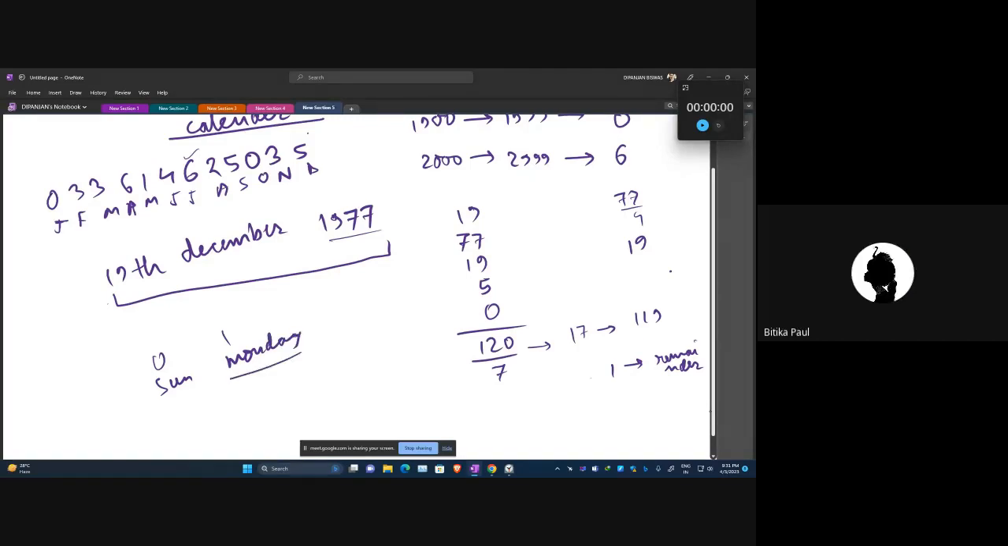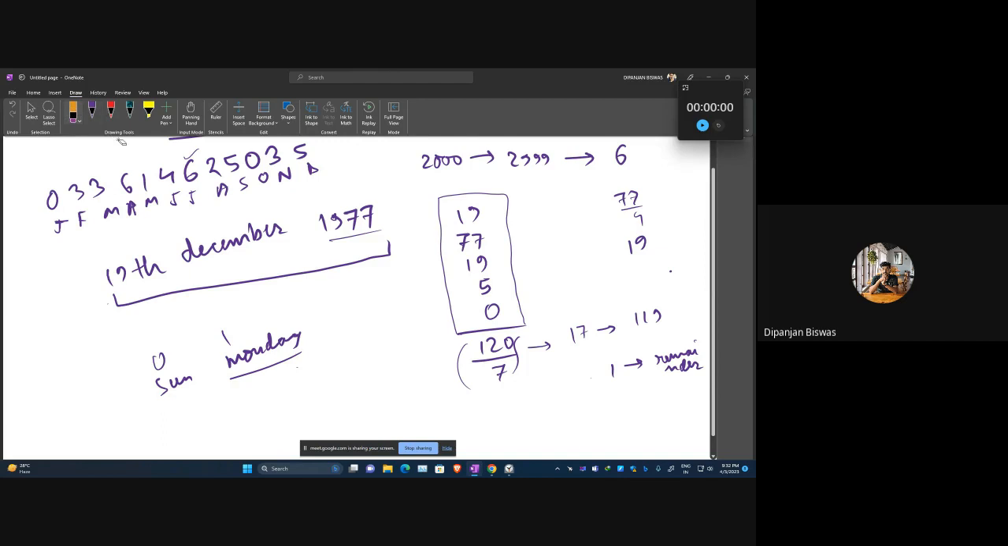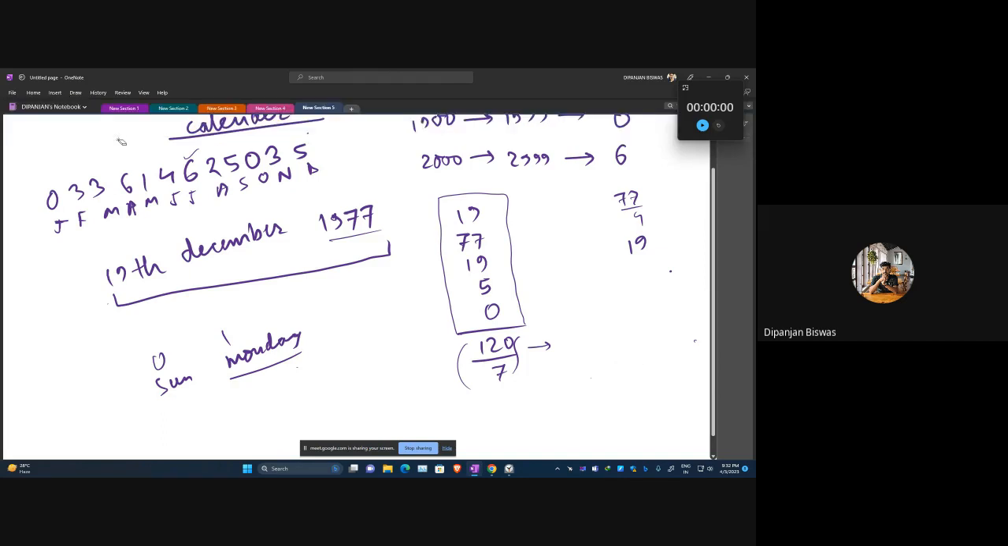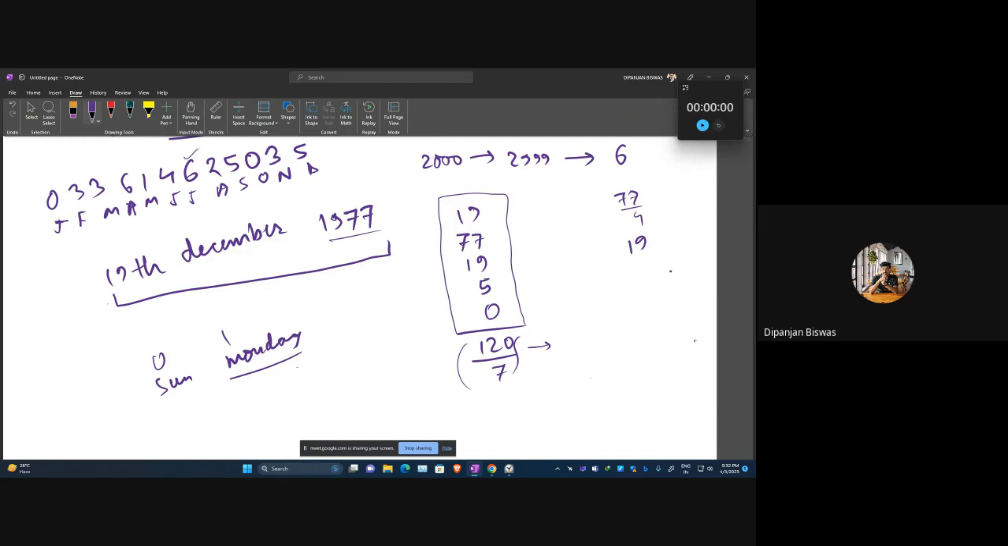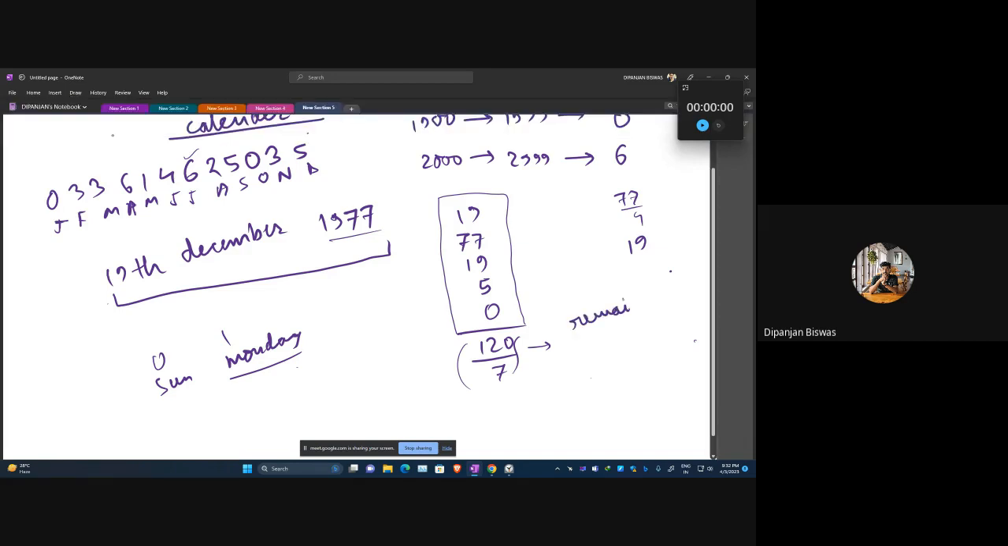Sir, I didn't get the last part. Why did we divide 120 by 7? After adding all the numbers, the quotient should be 17. I have just written that to solve for myself. Just do it yourself now. If we divide 120 by 7, the remainder is 1. For 7 into 17, we are getting 119. So what should be the remainder? Remainder is 1.